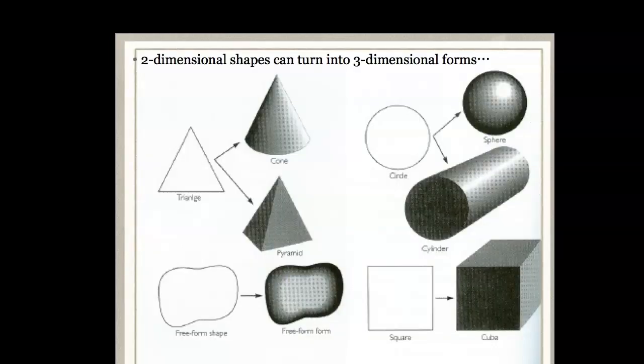Now, to create form out of shape, something that we want to be thinking about is the use of light and shadow, and how shadow creates the illusion of depth. And we'll get a little bit more into that in a moment. But first, let's take a look at color.